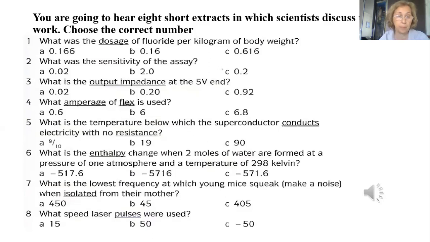7. Isolated young mice squeak repeatedly at frequencies of 45 kilohertz to 88 kilohertz until their mother comes and returns them to the nest. 8. In a similar form of these experiments, conventional 50 nanosecond laser pulses were used.